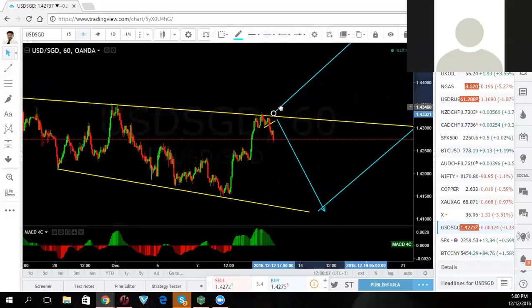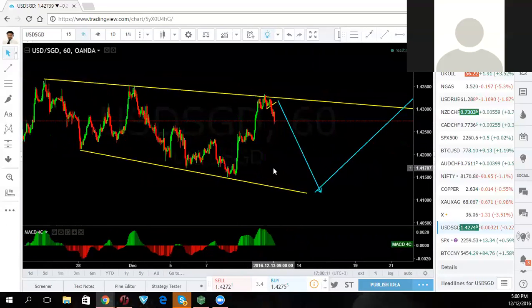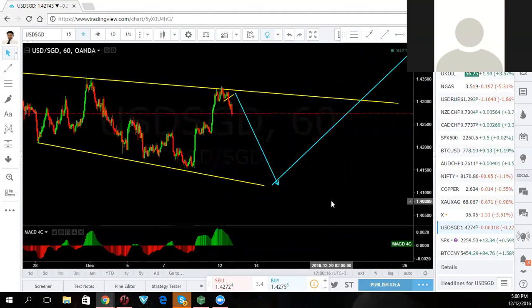It's not breaking, so we can take this out. At least now it's not breaking, so you can look for it to come back here, and then that's a nice trade, right? Potentially, that's a nice trade. So some of my traders are already in it. See? That's what we do.